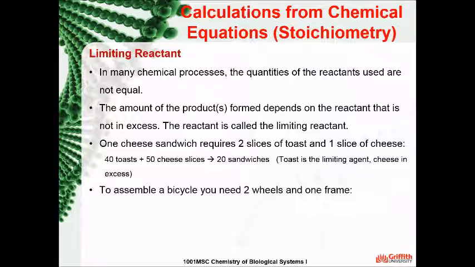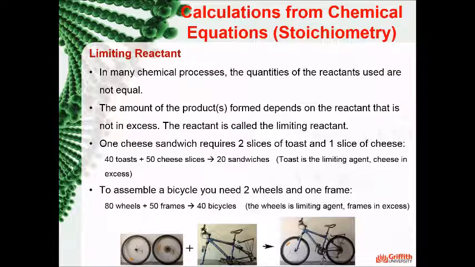Another example is to assemble a bicycle you need 2 wheels and 1 frame. Using 80 wheels and 50 frames, you can only build 40 bicycles, as you need 2 wheels for each bicycle. Therefore, the wheels will run out first, so this is the limiting agent, and you still have 10 frames left, so this is the remaining agent.